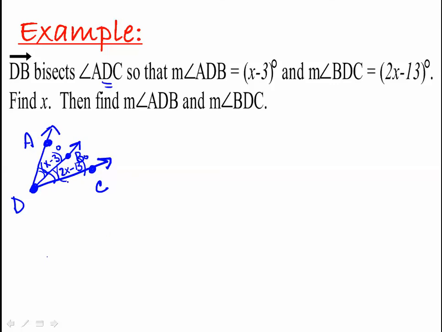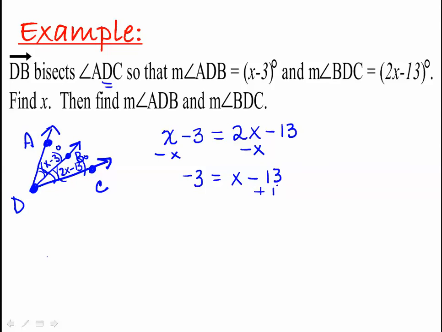Since I know that these two angles are supposed to be congruent, an appropriate equation would be x minus 3 equals 2x minus 13. And now I solve this equation for x. First, I'm going to subtract x from each side, giving me negative 3 equals x minus 13. I now need to bring the number to the left, so I add 13 to both sides, giving me 10 equals x.